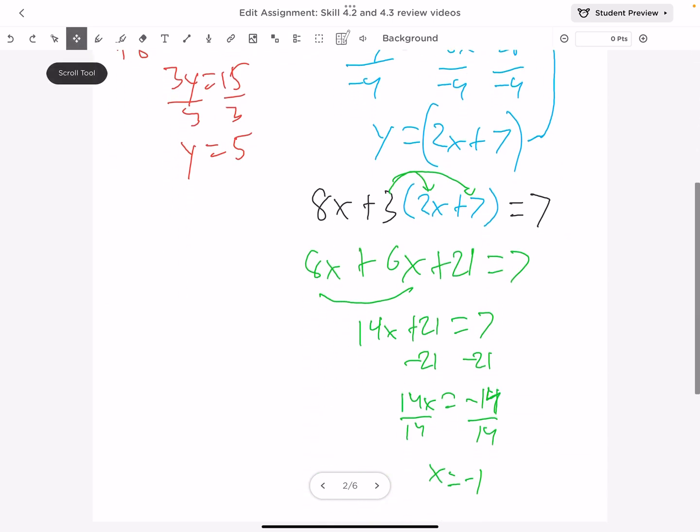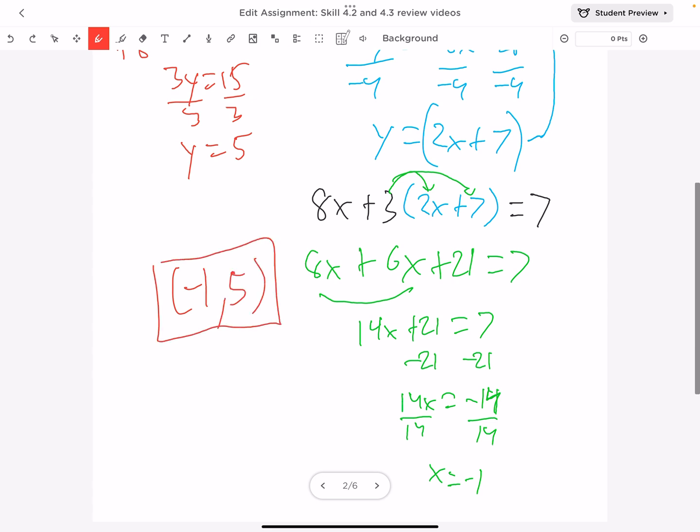So our final answer for this is -1 comma 5. So you could just write it as -1 comma 5. And that would be our answer.